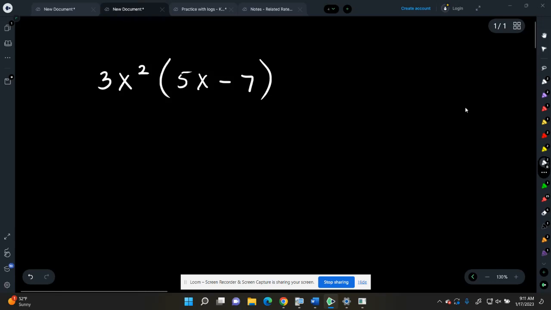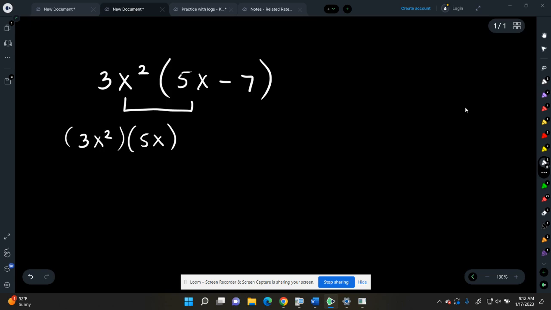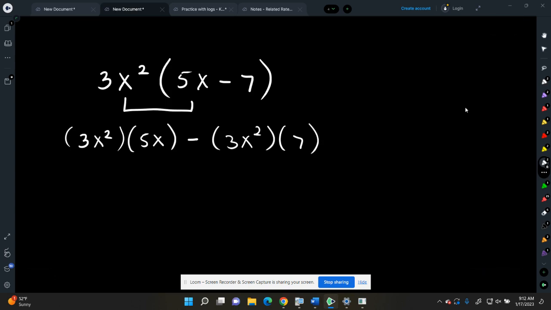Okay, how do we do this? Distribute. Yes, we're going to distribute. Okay, so this is 3x squared times 5x minus 3x squared times 7. Okay, you should all be writing this example down. And this is multiplying.